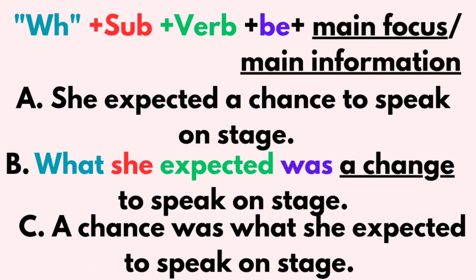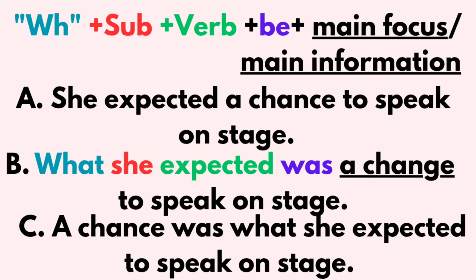Fourth example, she expected a chance to speak on stage. Of course, the sentence is in past simple. We will write it in cleft sentences. What she expected was a chance to speak on stage. Here I follow the structure. Look at the third sentence. A chance was what she expected to speak on stage. These three sentences are correct.